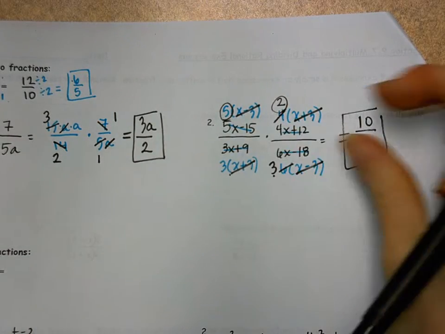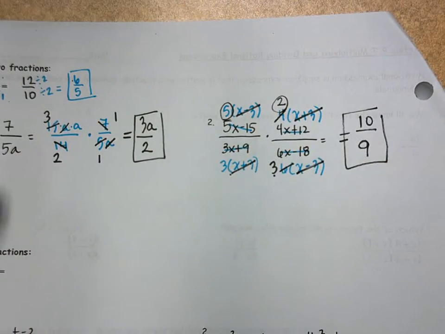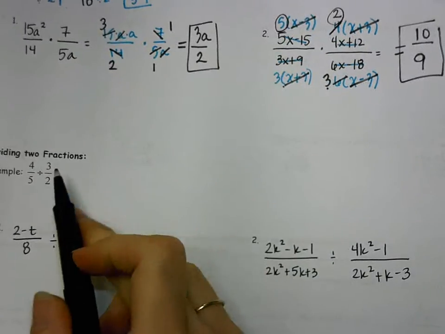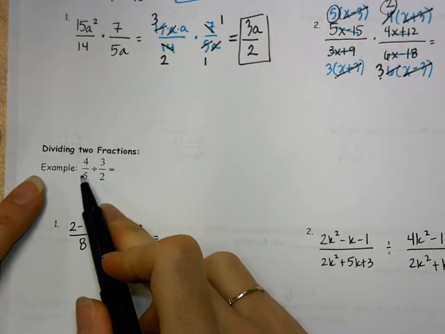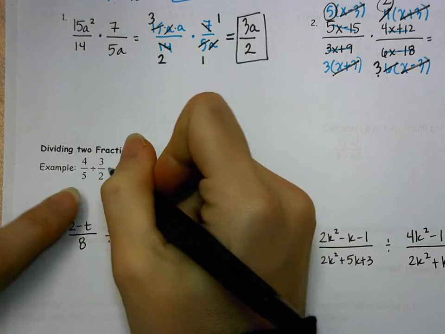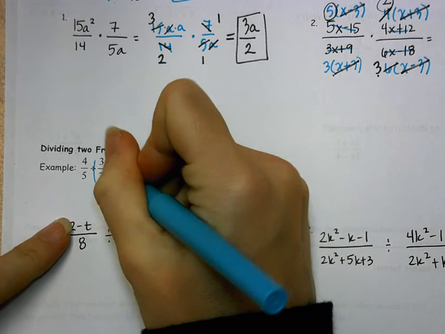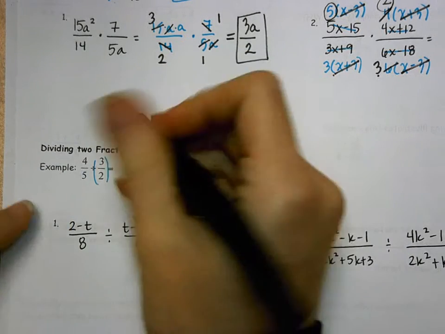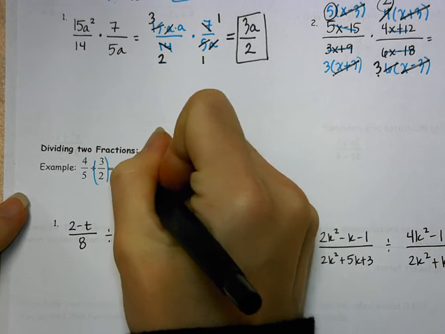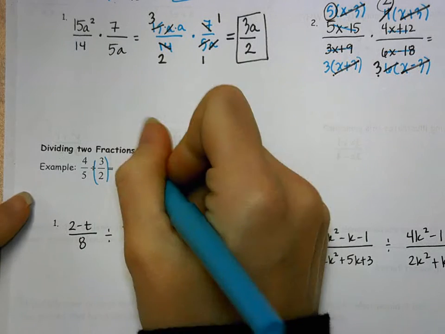Okay. Those are simple rules with multiplying. Now let's look at what happens when we're dividing two fractions. In dividing two fractions, you have to keep in mind that when dividing two simple fractions, you multiply by the reciprocal of the second in order to simplify. So I'm going to take 4/5, I'm going to multiply it by the reciprocal, 2/3.